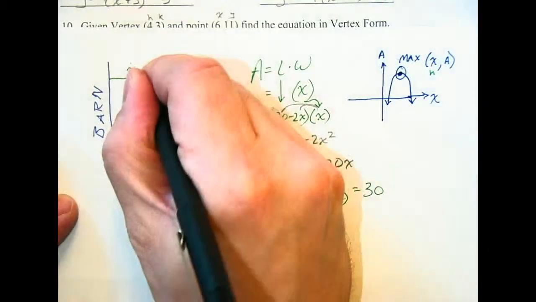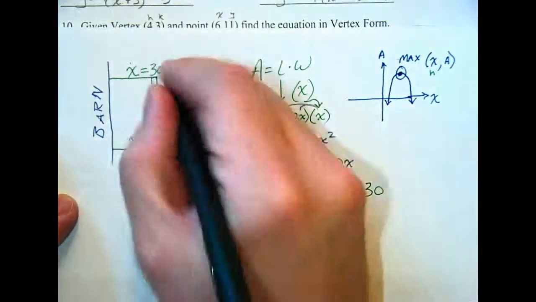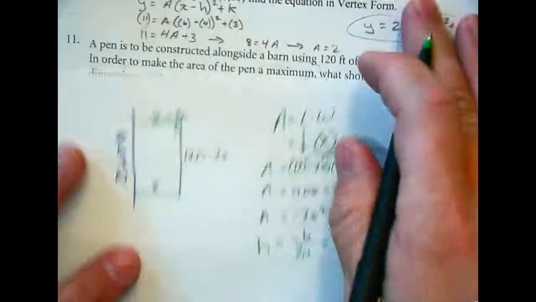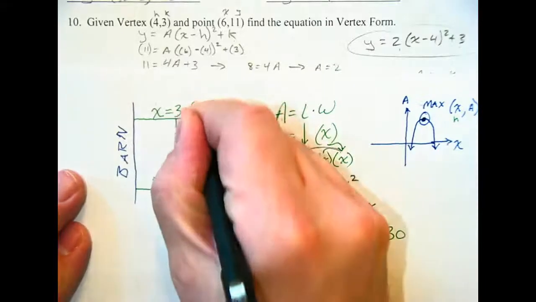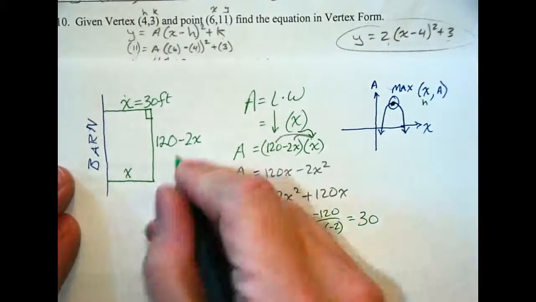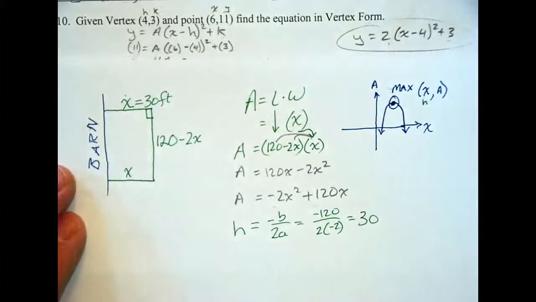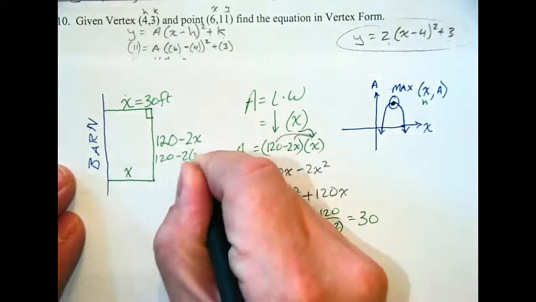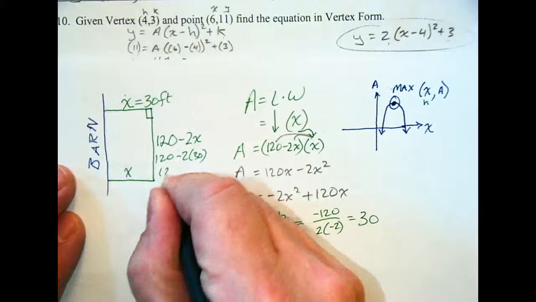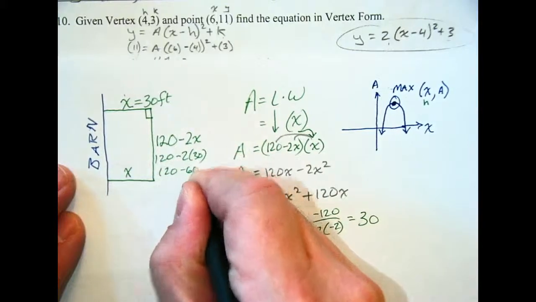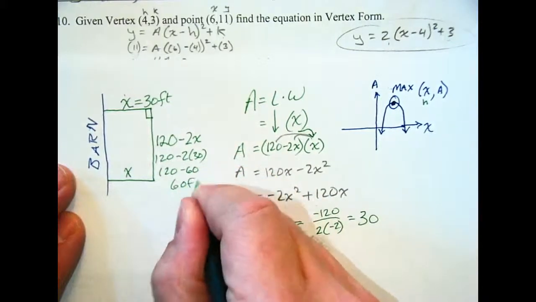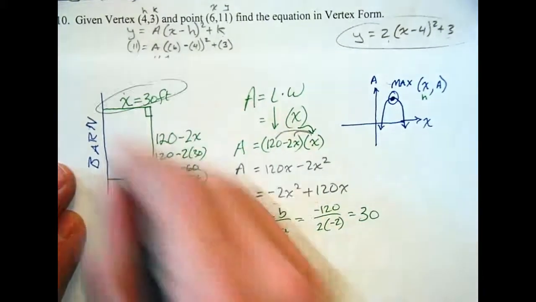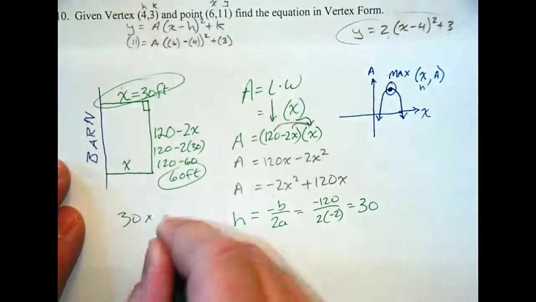X equals 30. And we're dealing in feet, I believe, here. Yep. So 30 feet. If x is 30, what's our length? It's 120 minus 2 times 30, which is 120 minus 60, which is 60. What are my dimensions? Well, they're 30 by 60.